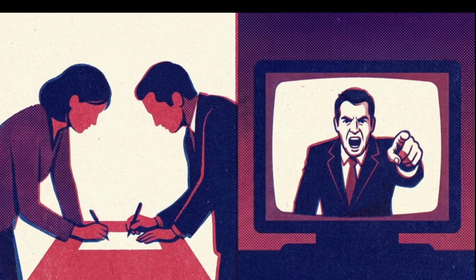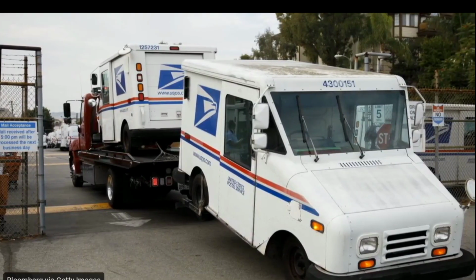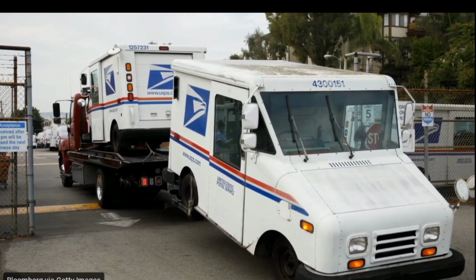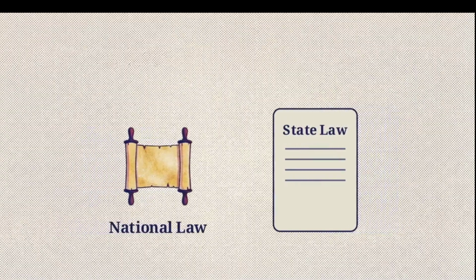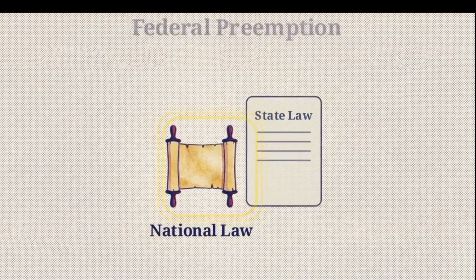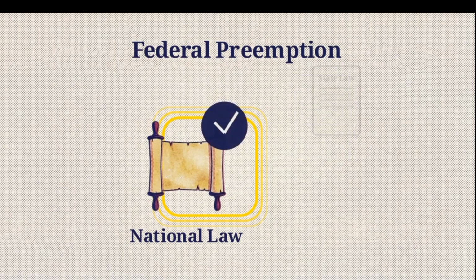But imagine the vehicle that hit Alex was a United States Postal Service truck. Now, a federal entity is suddenly part of a local accident. When national and state rules clash like this, courts use a tiebreaker called federal preemption. Essentially, if a valid national law and a state law conflict, the national law wins.